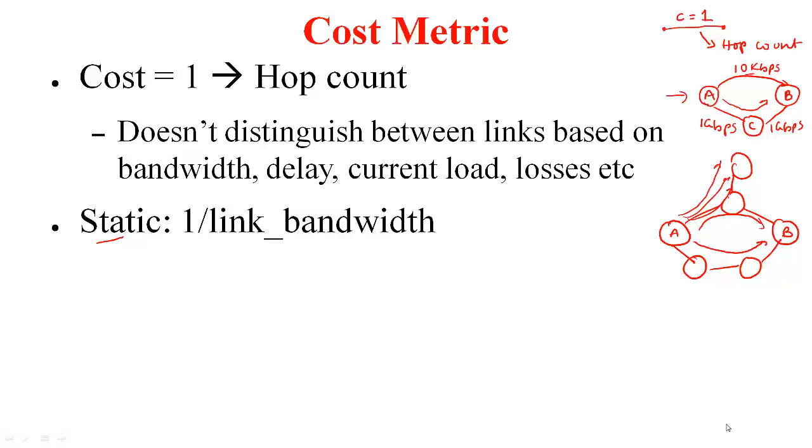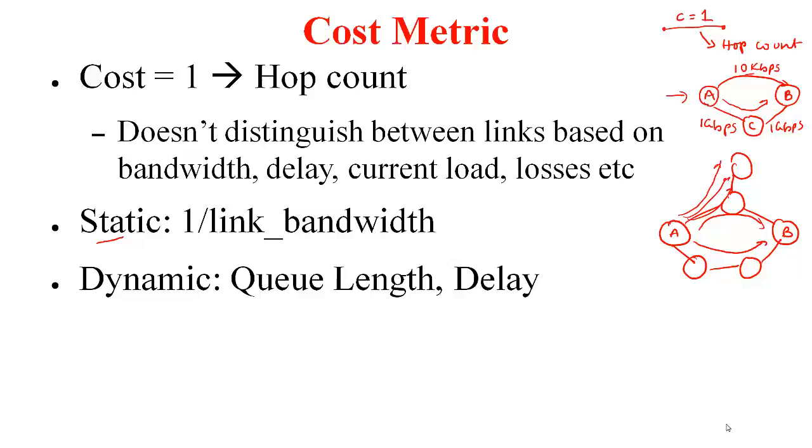Metrics that are a function of traffic can no longer be static. So we have dynamic cost metrics. This can be captured via the queue length at that particular node or via the delay experienced by a packet when it goes over that particular link. So what do you think of these metrics? Do they have any issues?